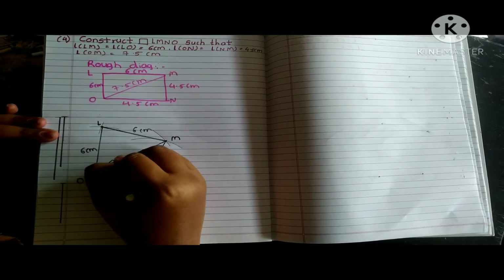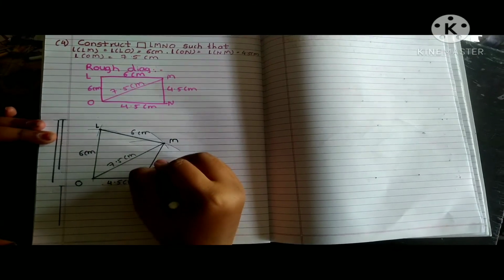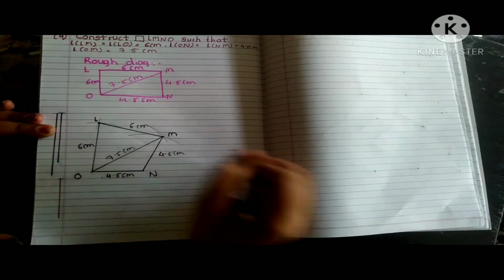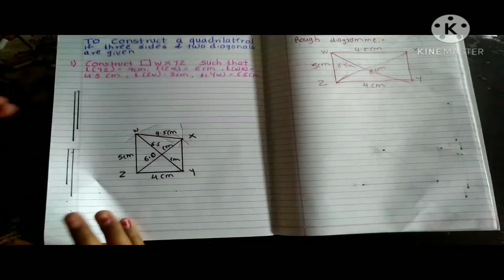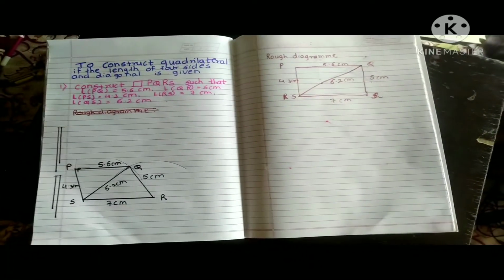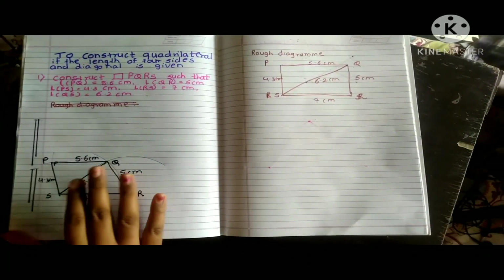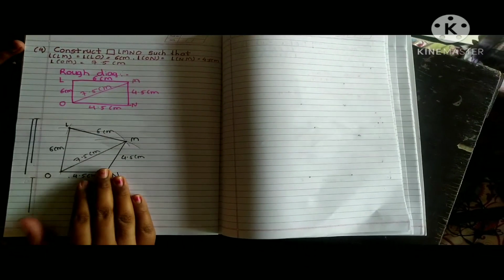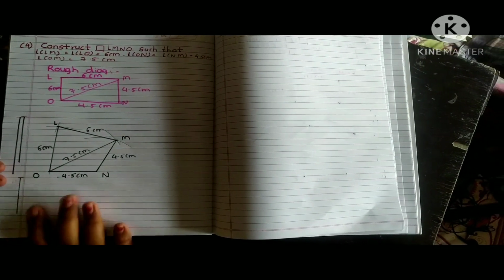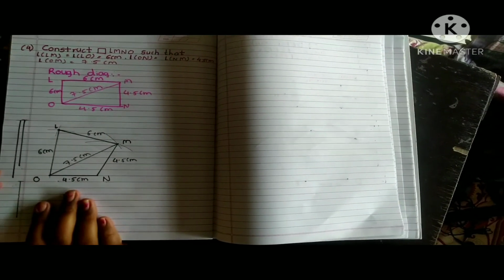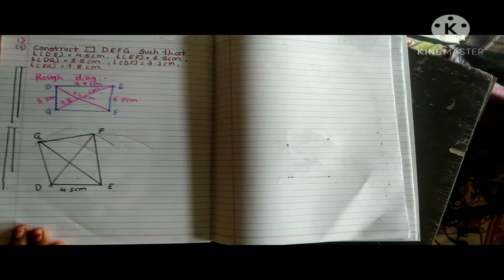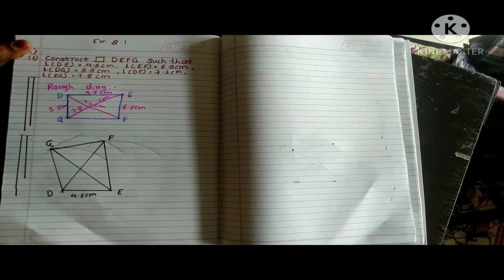First let's give the measurements to this figure. So here we complete the two conditions of the constructions. Draw all these constructions in your notebook, and in the next video I will tell you the remaining two constructions and the two remaining sums from the exercise, that is practice set 8.1. Thank you.